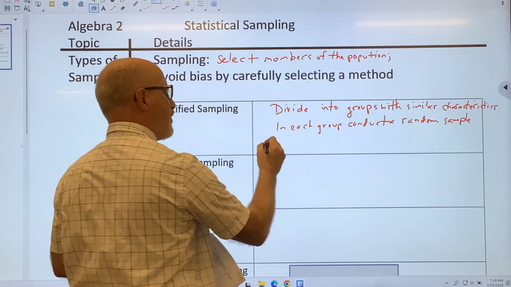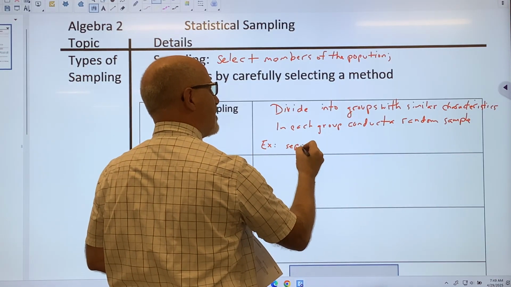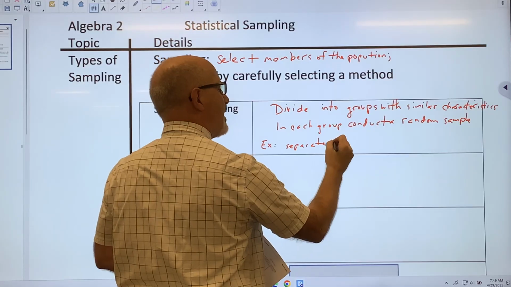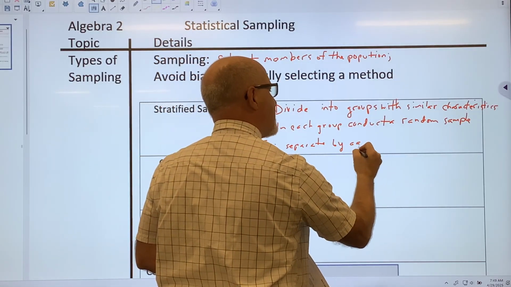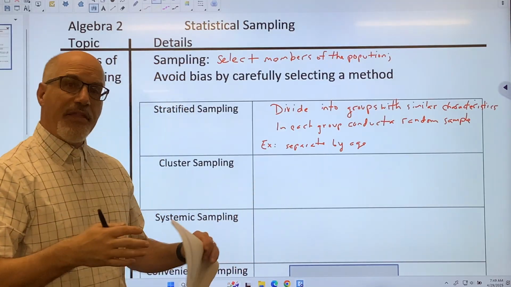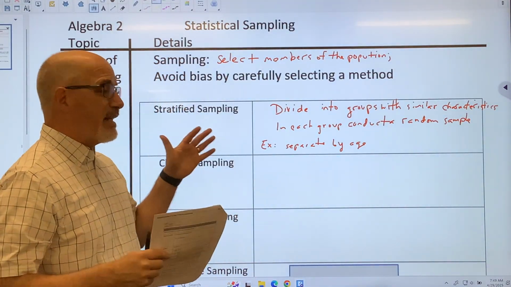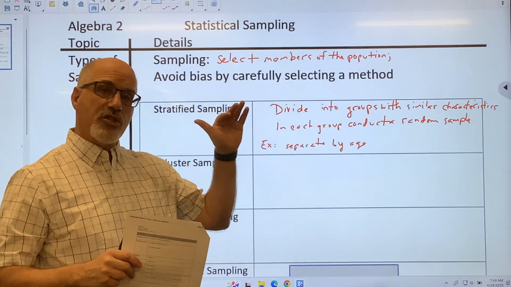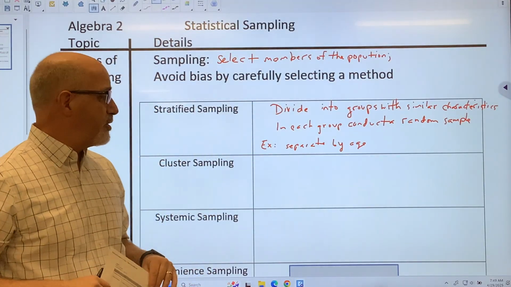So an example for this is to separate by age. If you want to make sure that every group is represented, you go ahead and separate by age and then do a random sample from each of those. So that would be a stratified sample, with each stratified area based on age.